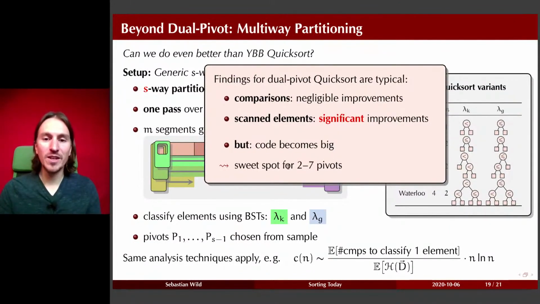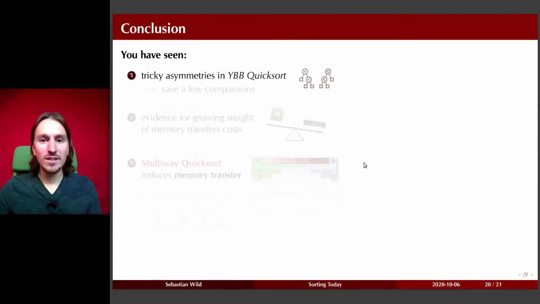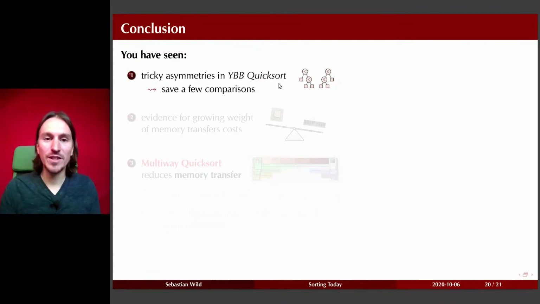So probably there's a sweet spot between 2 and 7 pivots, something like that, where the exact sweet spot depends on a lot of details and is not so clear to say there's a single optimal number of pivots for any application and machine. Let me briefly say again what I've just told you. You've seen asymmetries in this algorithm, the left and right difference, and that's saved a few comparisons.